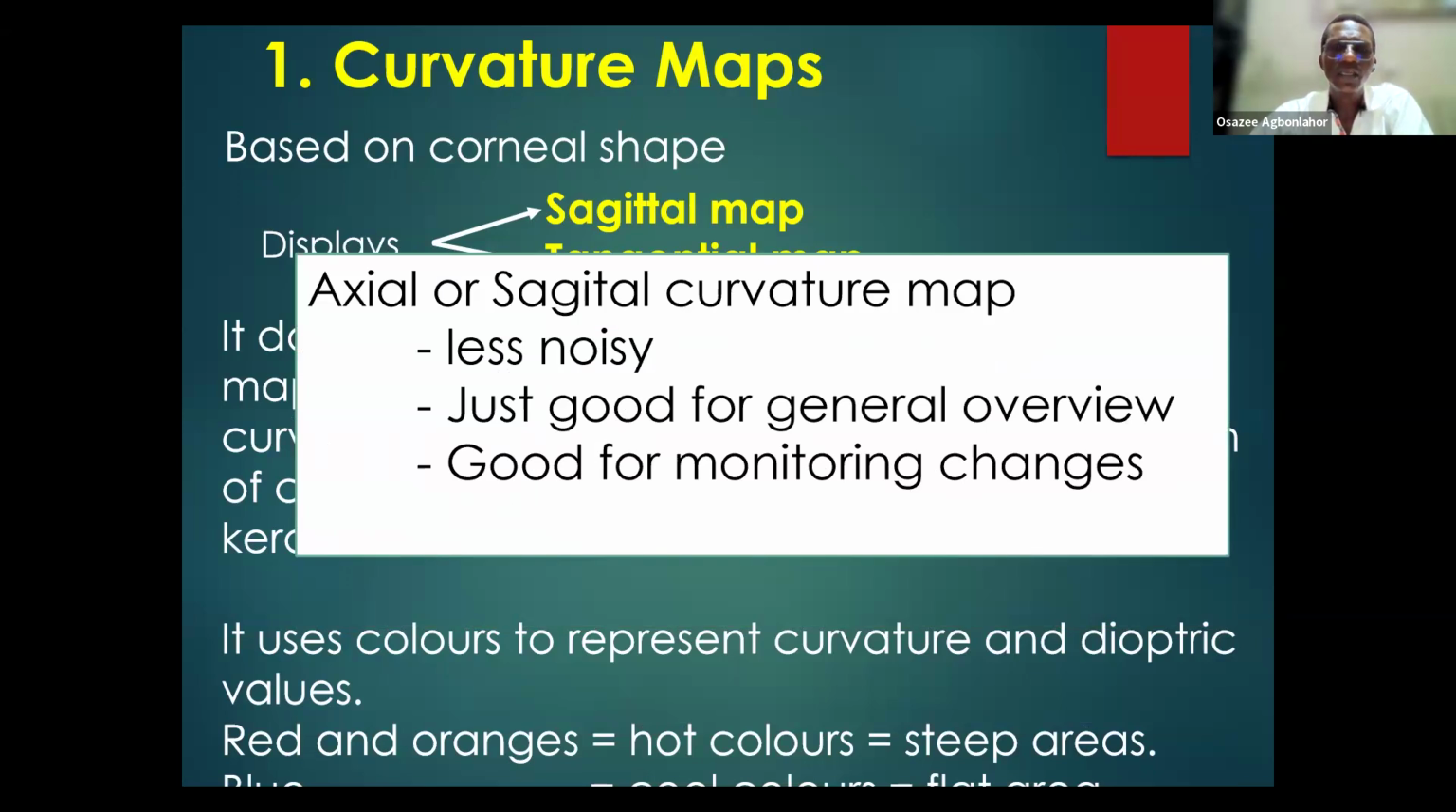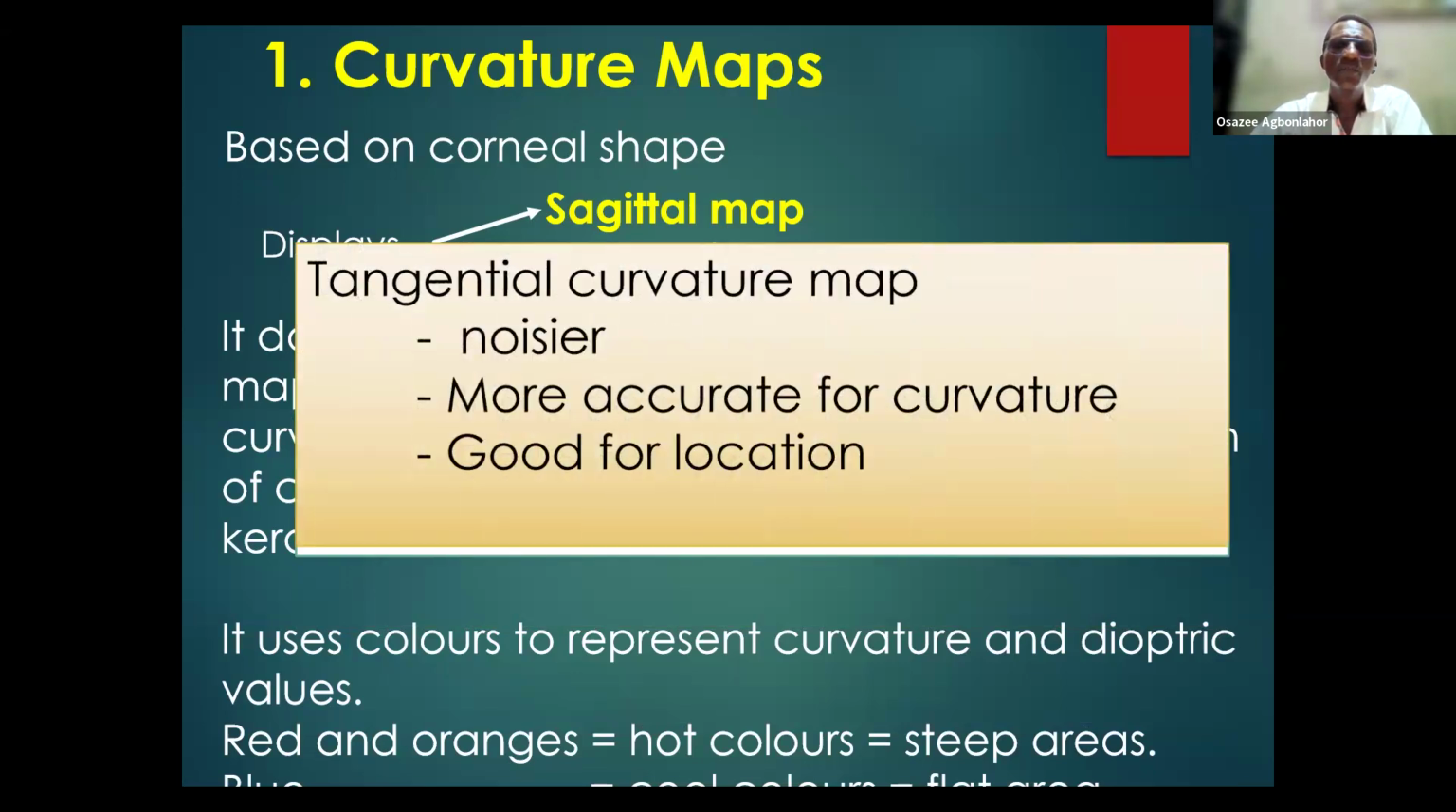The axial or sagittal curvature map is less noisy. It's very straightforward and good for having an overall view of the cornea. And of course, you can use it to monitor changes or irregularities as time goes by. However, the tangential map is a bit more complex. It's noisier, but it's more accurate for determining curvature. So you select the tangential map if your focus is curvature. You want to check for local curvatures, and it's good for locating where the cone is or where the steepest point is.